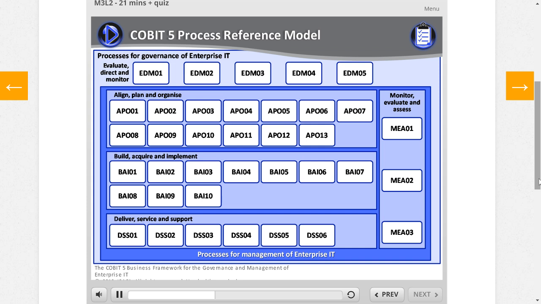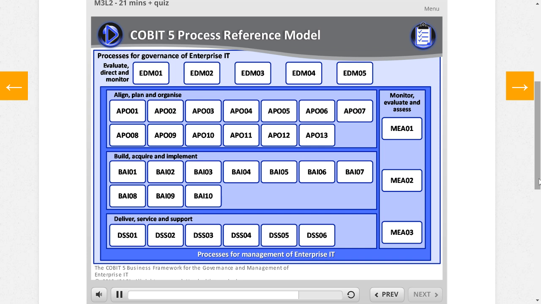The Align, Plan and Organize domain contains 13 processes. The Build, Acquire and Implement domain has 10 processes. The Deliver, Service and Support domain has 6 processes. And the Monitor, Evaluate and Assess domain has 3 processes. In the exam, you will need to be familiar with this model.